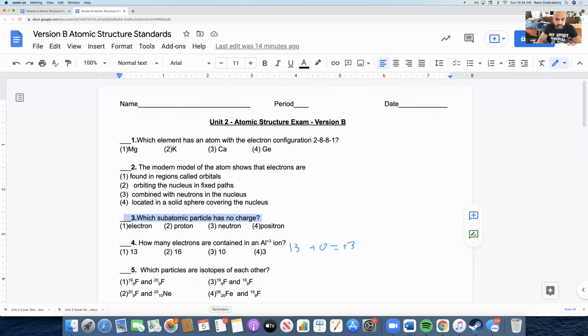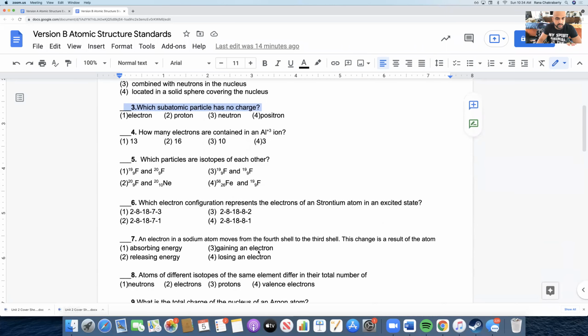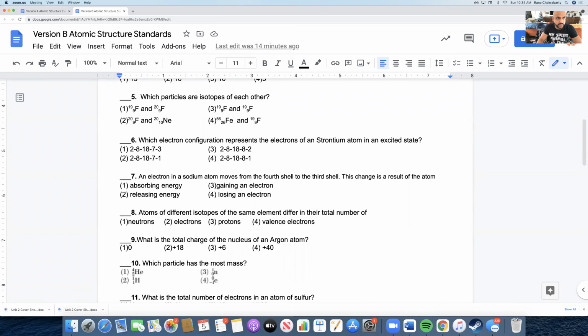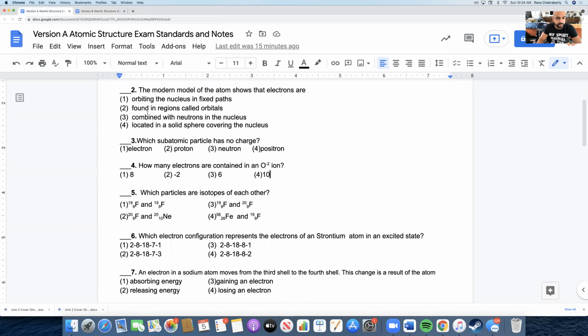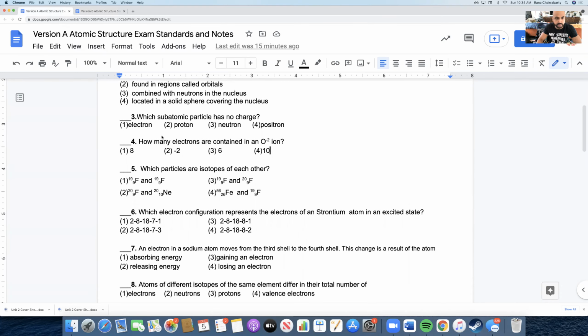Okay, so whenever you're doing ions and finding the electrons, please use the formula protons minus electrons equals charge. Don't forget that. Okay, isotopes. For question 5, it's the same protons and different neutrons, or you could say same atomic number and different mass number, but both versions are basically the same.